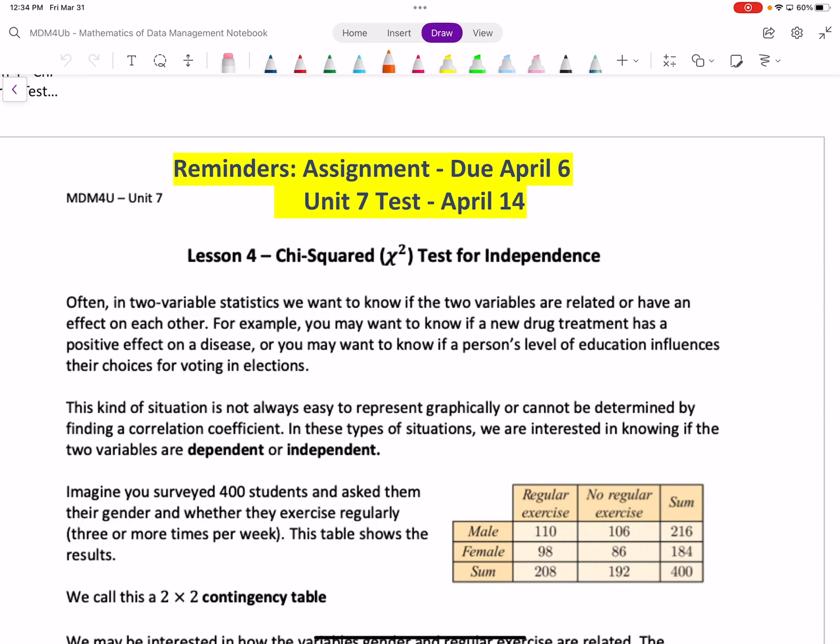And then our test, which I told you was going to happen after the long weekends, falls on the Friday of that week. So after the long weekend is the 14th, so 2 weeks from today.